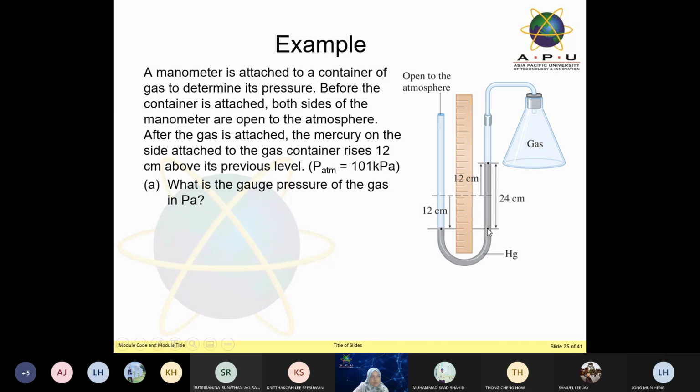Okay, so at first, after mercury is there, the mercury attached to the gas container rises 12 cm above its previous level. So at first here, now it increases to here. What is the gauge pressure? So using the formula rho g d. Okay, so rho is 13,600. Okay, so rho is density.